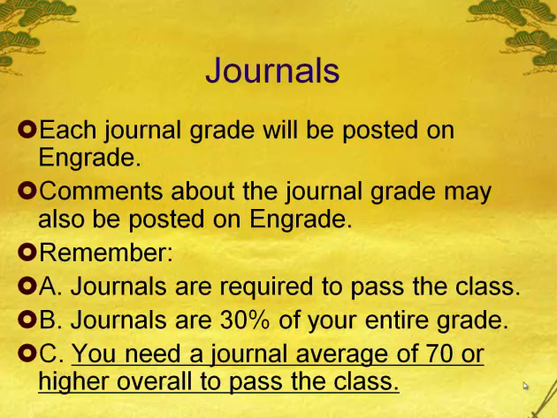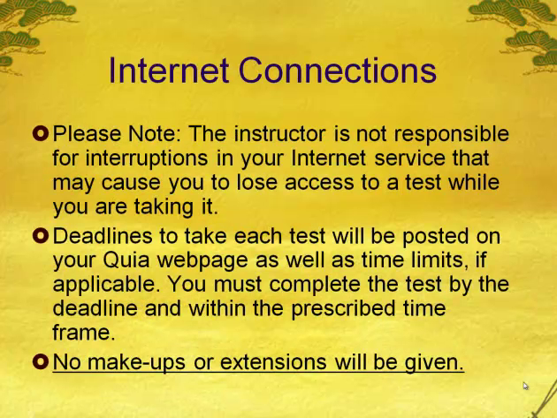Now remember that journals are required to pass the class at the 30% of your entire grade, and that you have to have a journal average of 70 or higher in order to pass. 70 is the lowest grade I give. If it's lower than that, it's a failing journal and it gets kicked back to you.